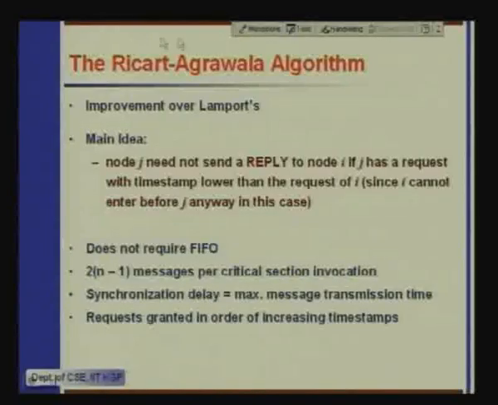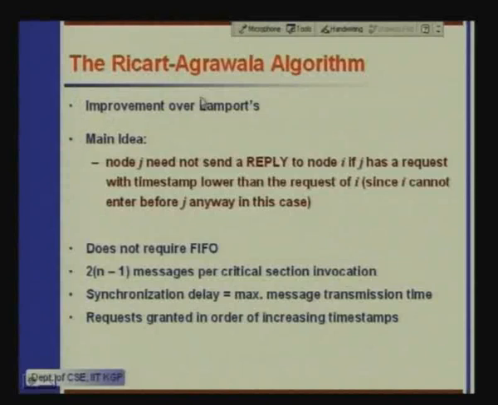So, any node which has a lower timestamp request in its queue will withhold the reply, it will do the critical section and then give the reply, right. And we know that until that reply message is received by the other process, it will not enter the critical section, right. We have to prove that it will not starve, right. So, we will prove those things one by one. So, let us look at the algorithm now.